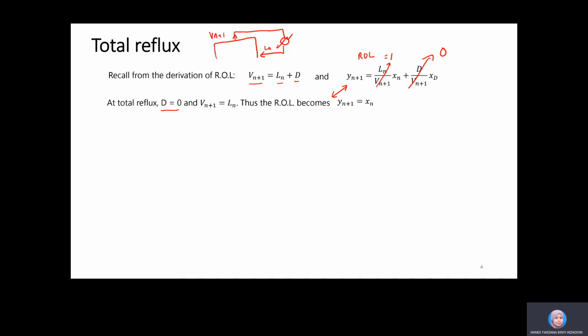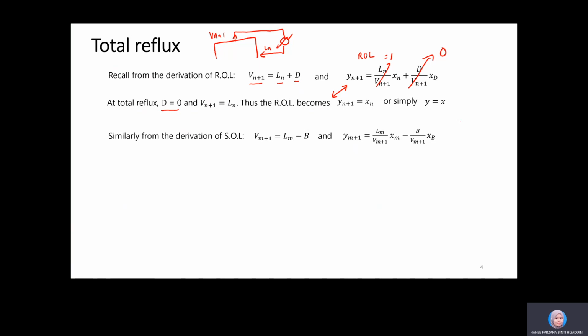So you get y_{n+1} equal to x_n, or simply just the y equals x equation. So you know what the y equals x equation is? It is the 45-degree line across the y and x axes on the graph paper. So similarly, we can do the same for the SOL.